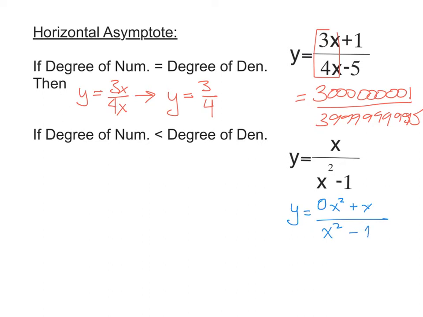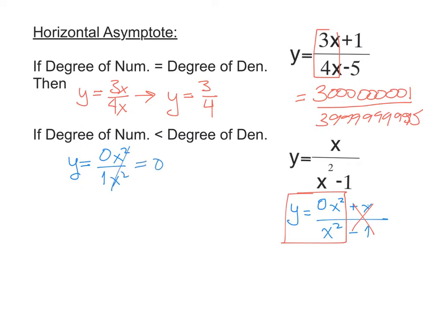And then again, everything that's over here really has hardly any bearing on the overall value of the function as x gets very, very big. And so we just have to take this part of the fraction and simplify that. So the horizontal asymptote in this case would be 0x squared over 1x squared, which ends up being 0.